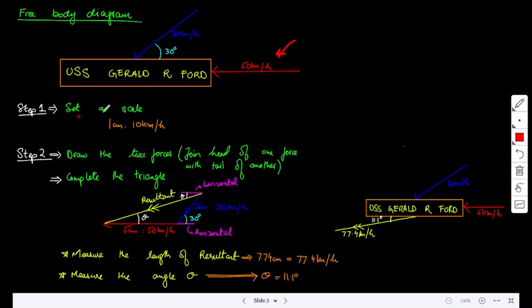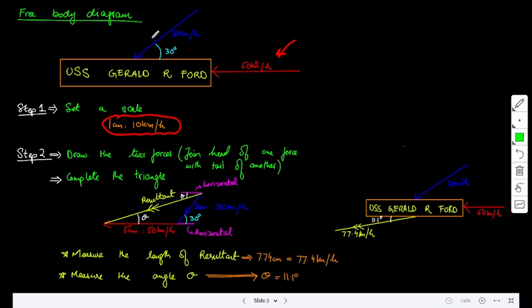The first step is to set a scale. The scale I chose is 1 centimeter to 10 km per hour. This is all your preference. You can set it as 1 centimeter equals 20 km per hour, or 1 centimeter equals 50 km per hour. It all depends on your ease of usage. So the scale I set is 1 centimeter to 10 km per hour. Then I have to draw the two forces in such a manner that I join the head of one force with the tail of another.